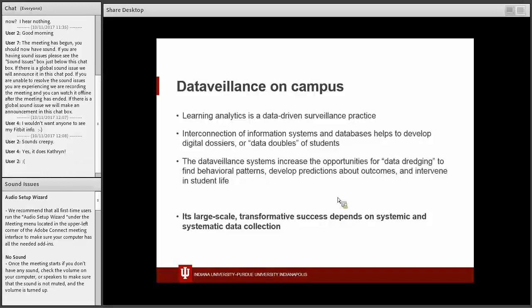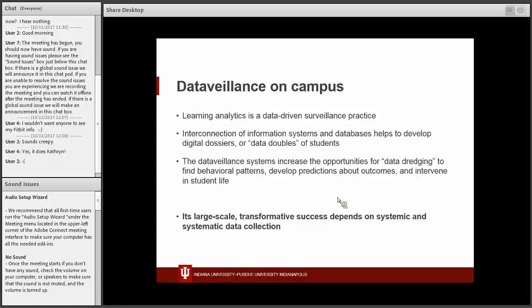And it's the interconnection of information systems and databases to develop digital dossiers, so electronic records, very comprehensive electronic records, or what are also called data doubles of students. And these data doubles are supposed to be a copy of a student's real life that makes him or her analyzable. And the dataveillance systems increase opportunities for data dredging. So that's to gather all this data, but you don't really have a research question, and then you're just going to throw different variables at it to find correlations. That's the basics of data dredging. And you do these things to find behavioral patterns, to develop predictions, and intervene in student life.